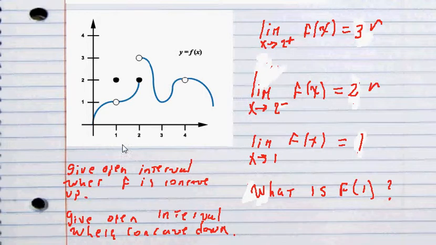Now the next question is actually one that many people get wrong. What is f of 1? Well, f of 1 is all the way up here, so f of 1 is equal to 2.